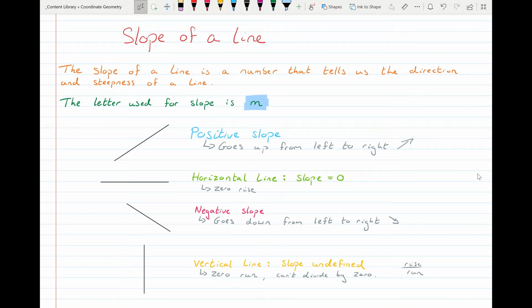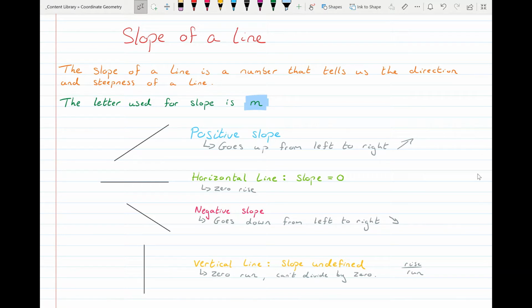Today we're looking at coordinate geometry and the slope of a line. The slope of a line is a number that tells us the direction and steepness of a line. And the letter we use to stand for slope is the letter M. There are different types of lines that we need to be able to quickly identify from their slope.